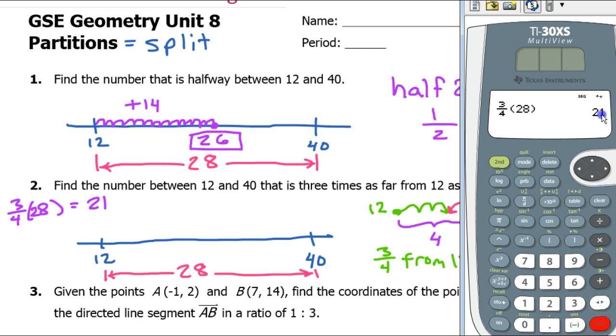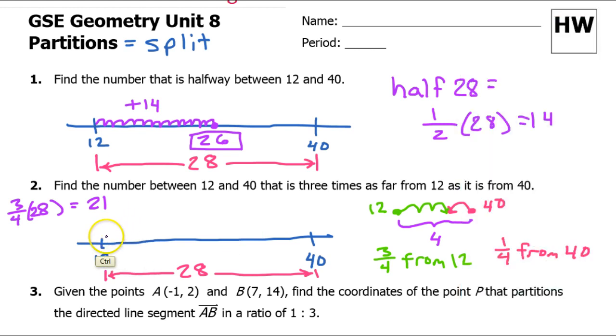And like I said, that's going to be 21. So that means I need to go 21 spaces away from 12. Now I don't feel like putting 21 little bumps here, so I'm just going to put one big jump like that. Okay, and say kabam.